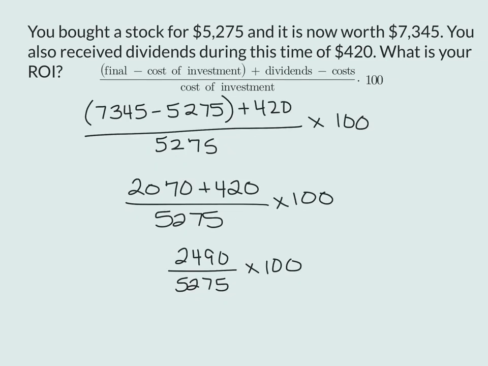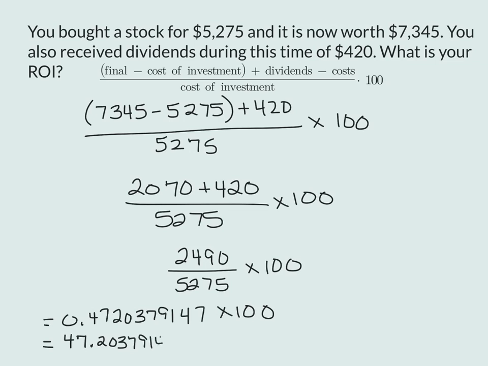Next, we need to divide 2,490 by 5,275, and we get a decimal of 0.4720379147. And we'll multiply that by 100 to give us a value of 47.20379147%.